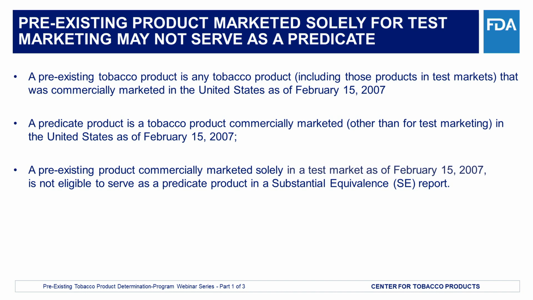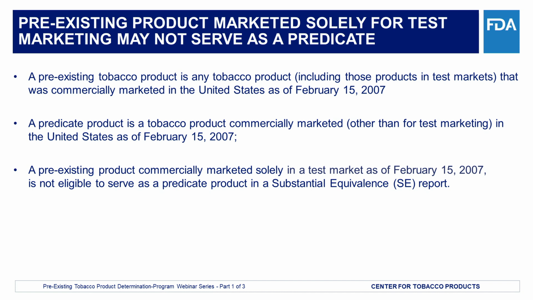As noted previously, a substantial equivalence report must compare a new tobacco product to a predicate product, which may not always be a pre-existing product, and vice versa. A tobacco product may be determined to be both pre-existing and predicate eligible during a pre-existing tobacco product review, and if so, the tobacco product may serve as a predicate in a substantial equivalence report. However, a tobacco product determined to be pre-existing may not qualify as a predicate.